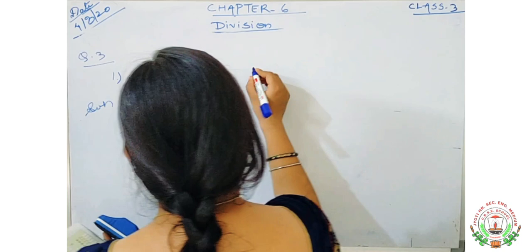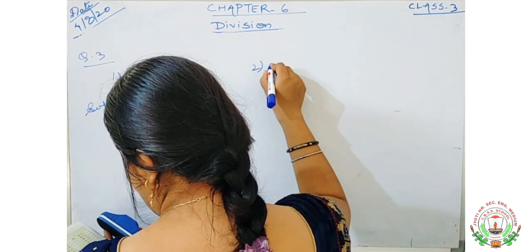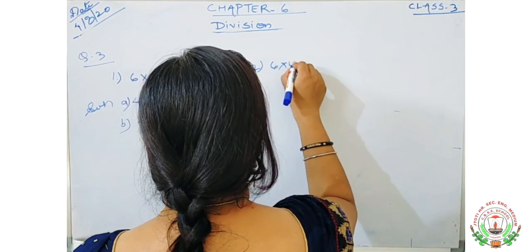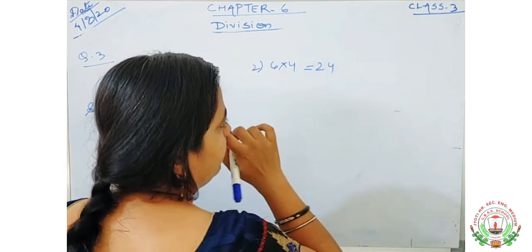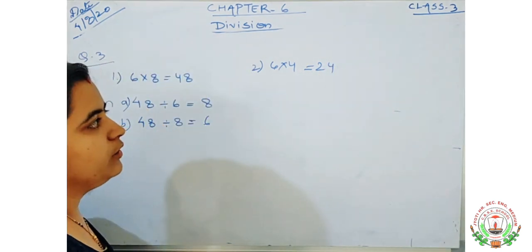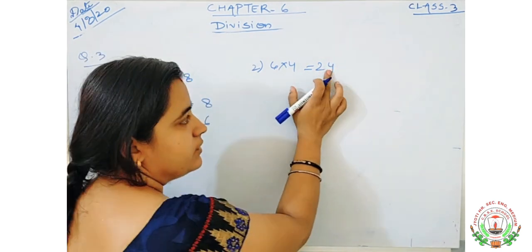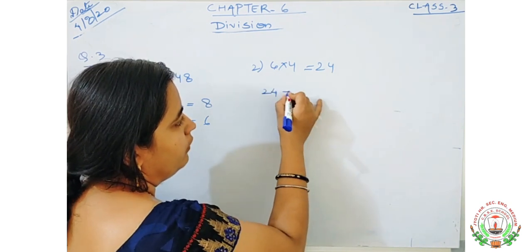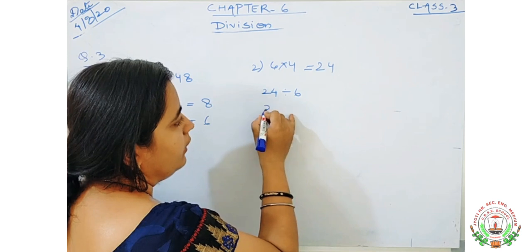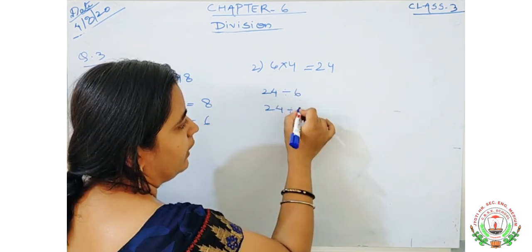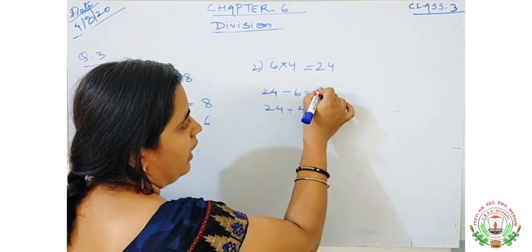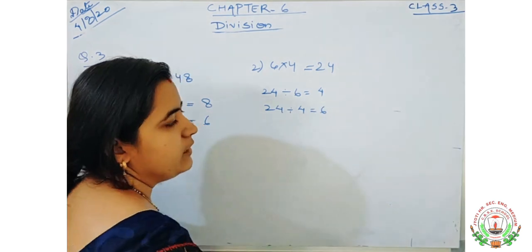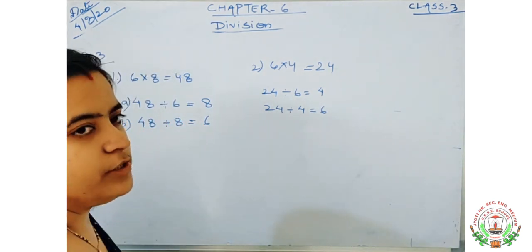Now question number 2 is 6 into 4 is equal to 24. So what will be the division fact for these numbers? This is the greater number, so you will write the greater number here. One time you will divide it by 6, another time you will divide it by the second number, and you will write the other number as the answer. So these are the division facts.